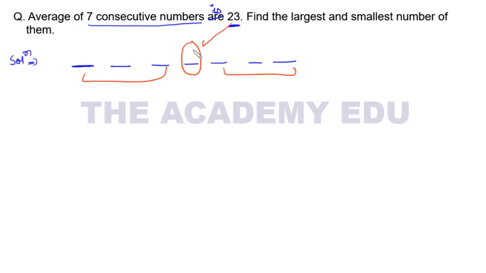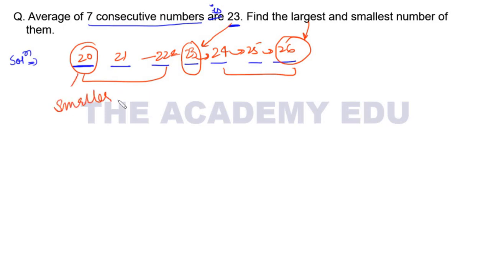The question says the average is 23. So if this is 23, in consecutive numbers the next number is 24, then 25, then 26. So your largest number is 26. Now the smallest. If you come backward, before 23, this is 22, 21, 20. So the smallest number is 20 and the largest number is 26. This is your answer. Got it? Very easy.